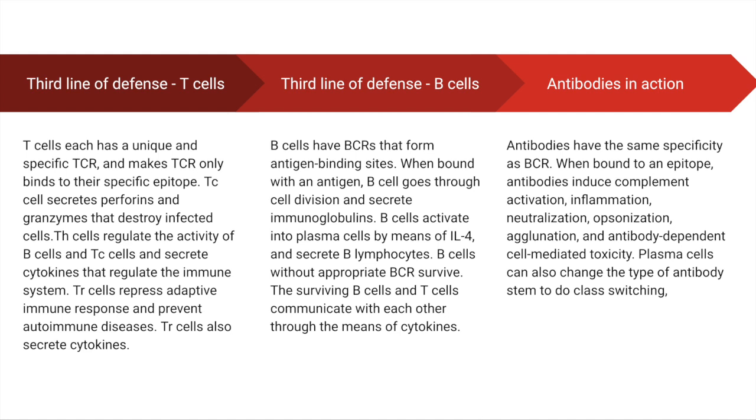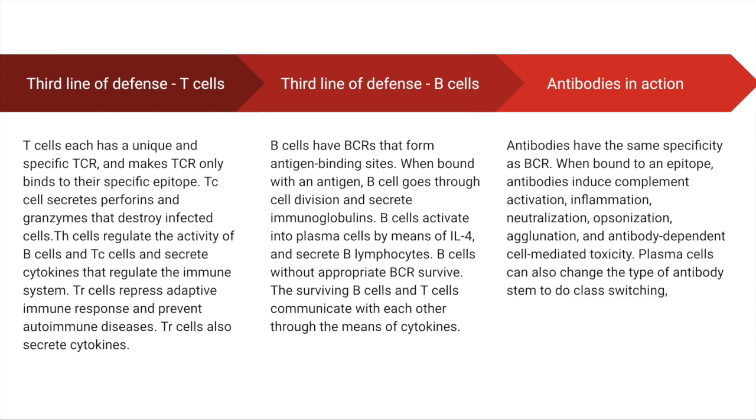Plasma cells can also change the type of antibody Fc region, or stem, to do class switching. Class switching is essentially when the type of immunoglobulin that is being secreted by the plasma cells is changed into a different type of immunoglobulin. The class switching is controlled by Th cells and it is irreversible.